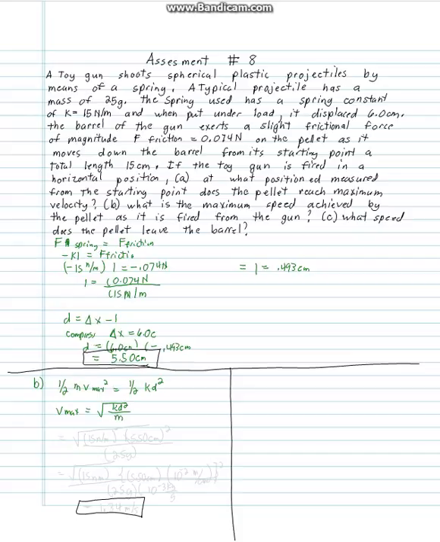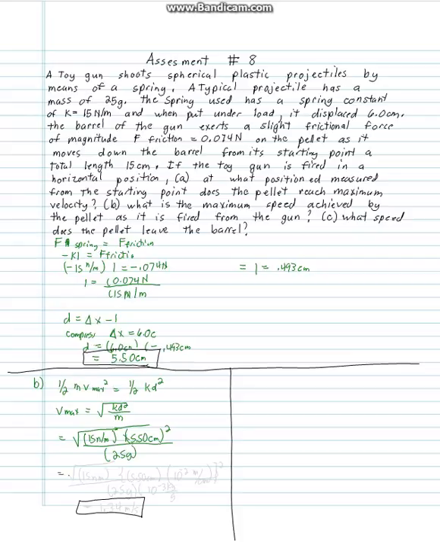We can substitute the mass of the pellet, 25 grams, for m, the spring constant of 15 newtons per meter for k, and the distance at which the maximum velocity occurs, 5.5 centimeters, for d to solve the equation. So to do that, we would do the square root of 15 newtons per meter times 5.50 centimeters squared over our 25 grams.